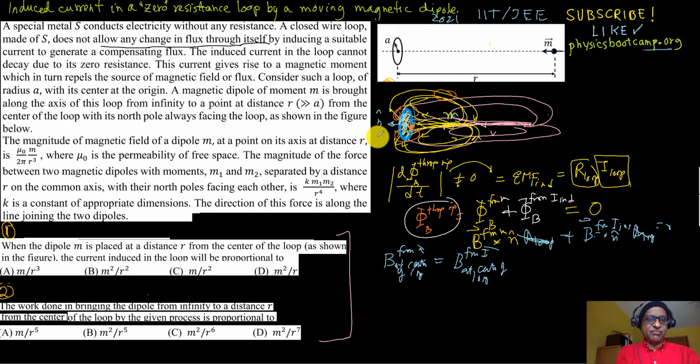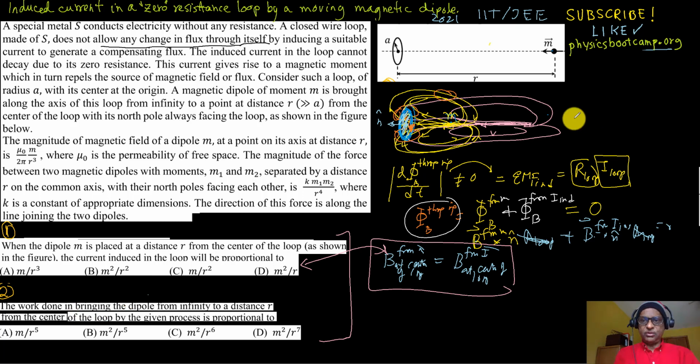So one of the questions is, as it's moving, when M is at distance R, what's the current? This equation should help me solve this problem. And this other one is saying, keeping the loop at one place, you're going to bring this dipole from infinity, from way out here to here. How much work will be done? It says bring in the dipole from infinite distance r.